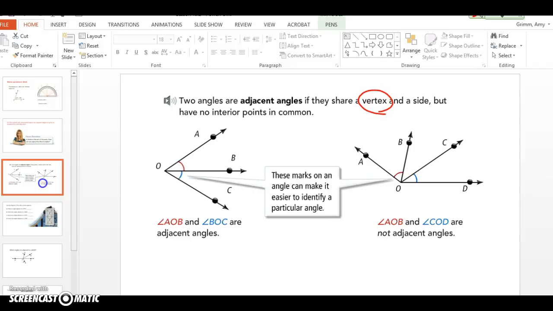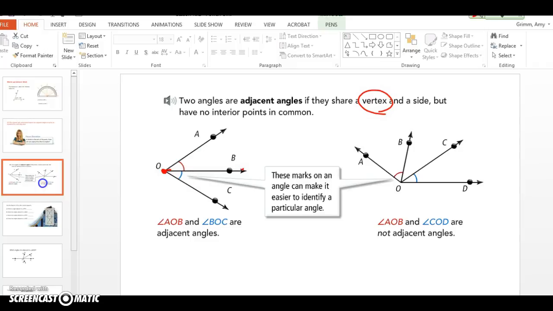So here's the vertex right here. Okay, and then it says share a vertex and a side. So they're sharing this, and then here they're sharing this side. See, this angle shares that one. So basically, adjacent means next to, right? Like why in math don't they just say the angle that touches the other angle, the angle that's next to the other angle?